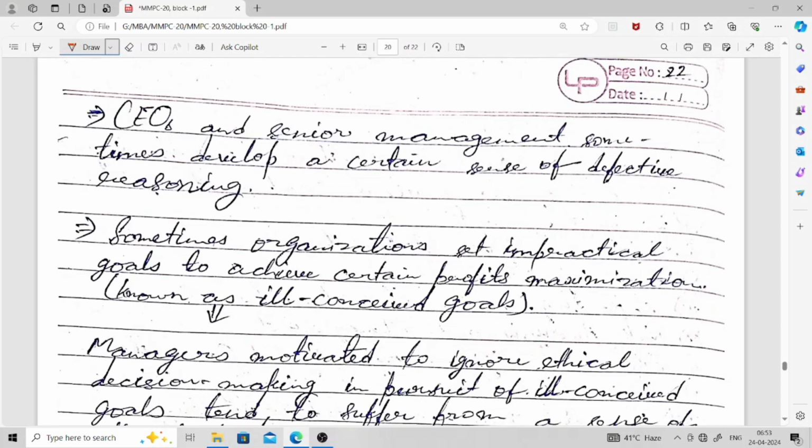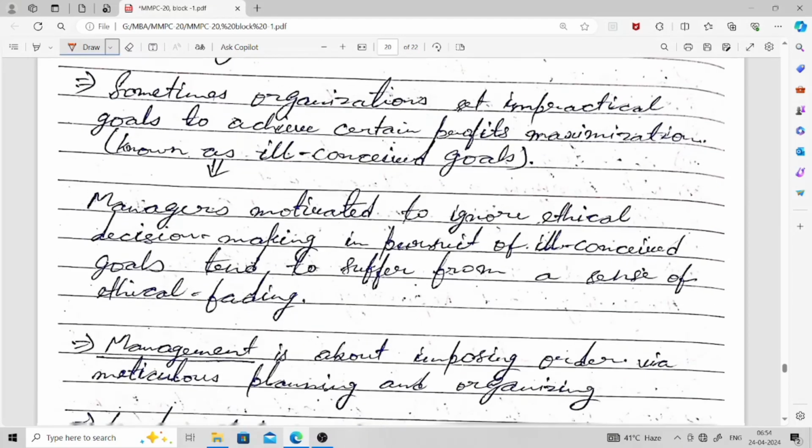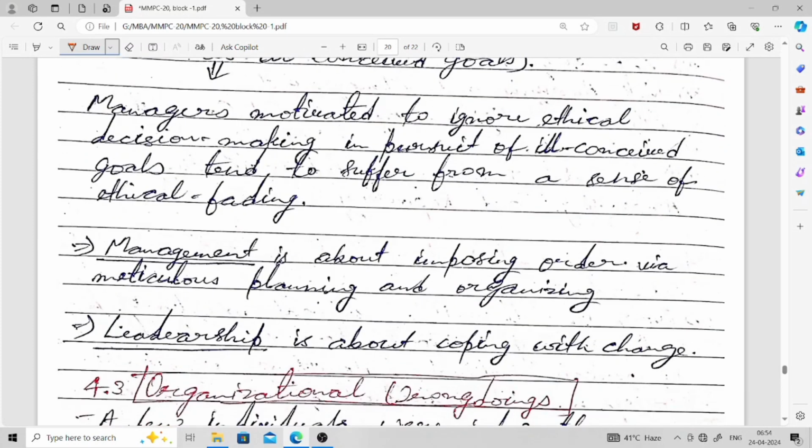Sometimes organizations set impractical goals to achieve certain profit maximization, known as ill-conceived goals. So organizations set impractical goals to achieve certain profit maximization, and those impractical goals are known as ill-conceived goals. Managers are motivated to ignore ethical decision making in pursuit of them.